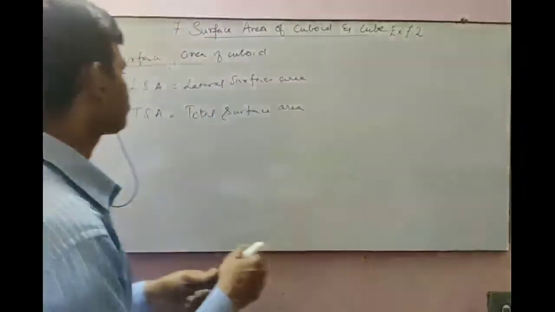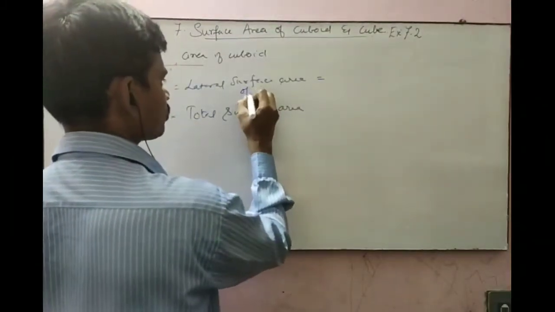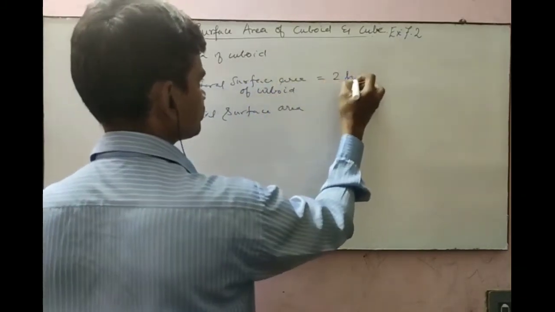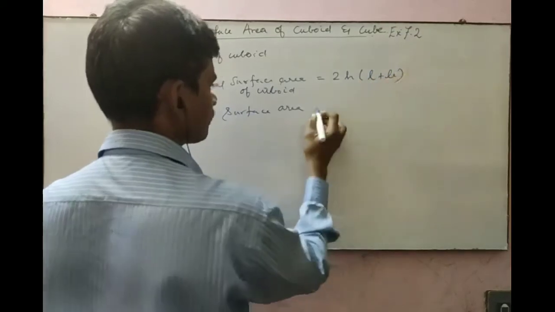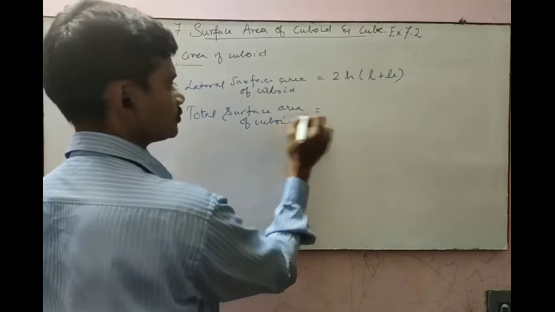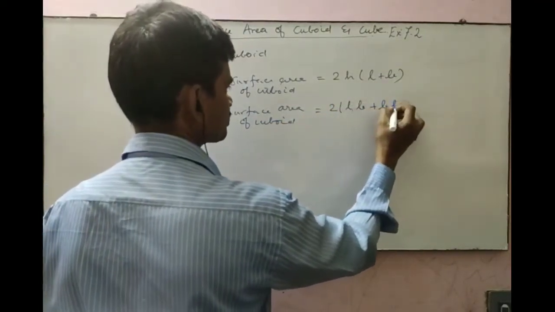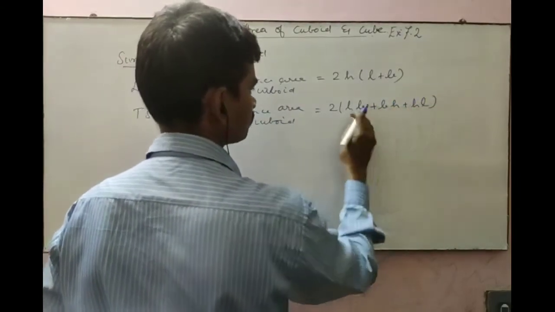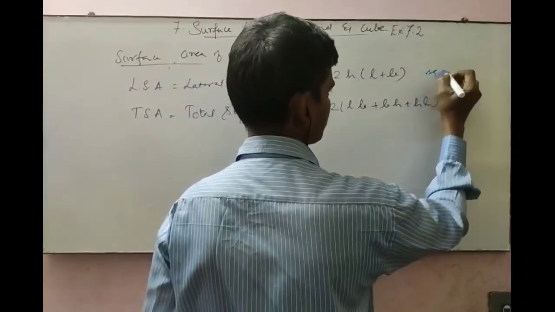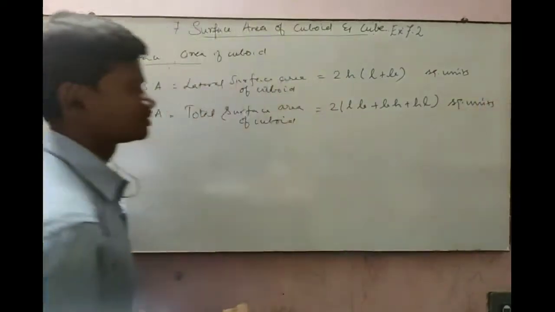The formula for finding the lateral surface area of a cuboid: the lateral surface area of a cuboid is 2h into (L plus B). The total surface area of a cuboid is 2 into (LB plus BH plus HL). So this is the formula to find the LSA and TSA of a cuboid.